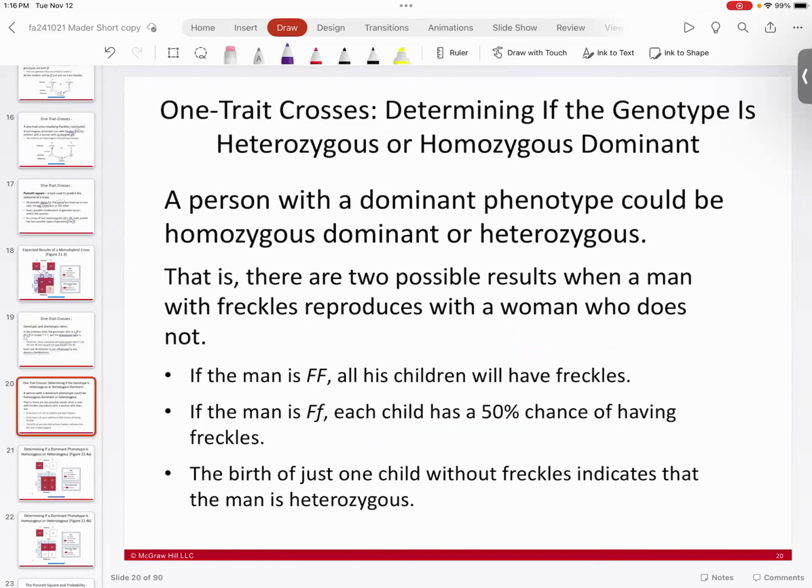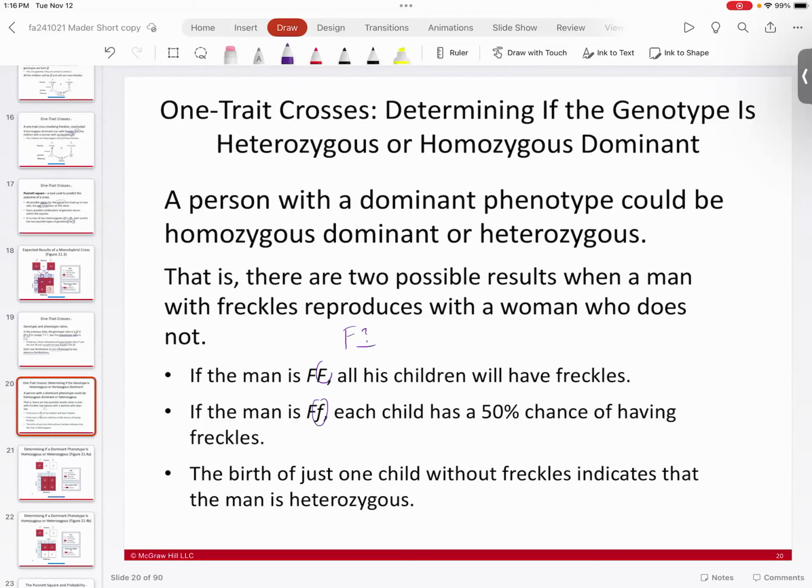So ultimately then, if you take a look at a person displaying the dominant phenotype, for instance, in this case, the freckled individual, the real question is, how do you know what their genotype is? Because after all we know is they have freckles, which means that they can either be big F big F, or they can be big F little f, and either would have freckles.